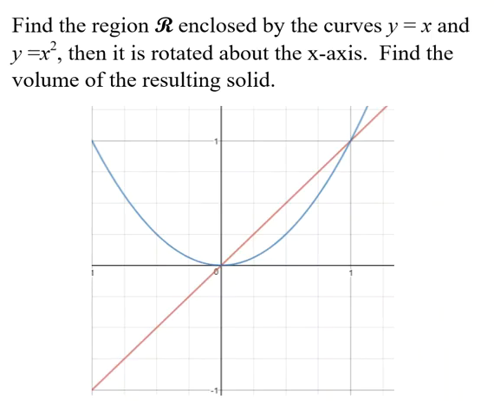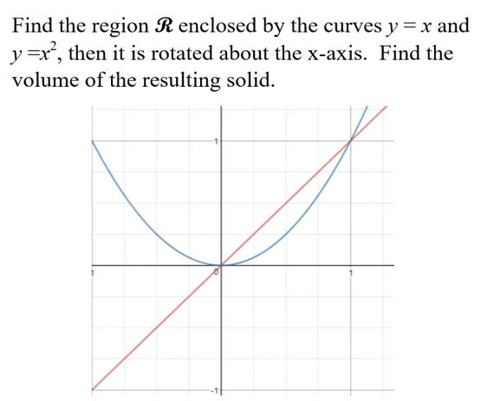So here I find the region R enclosed by the curves y equals x and y equals x squared, and then it is rotated around the x-axis. Find the volume of the resulting solid. So first thing I want to do is draw those two shapes. I've got a line and I have a parabola. And you can see that I've got these boundaries.